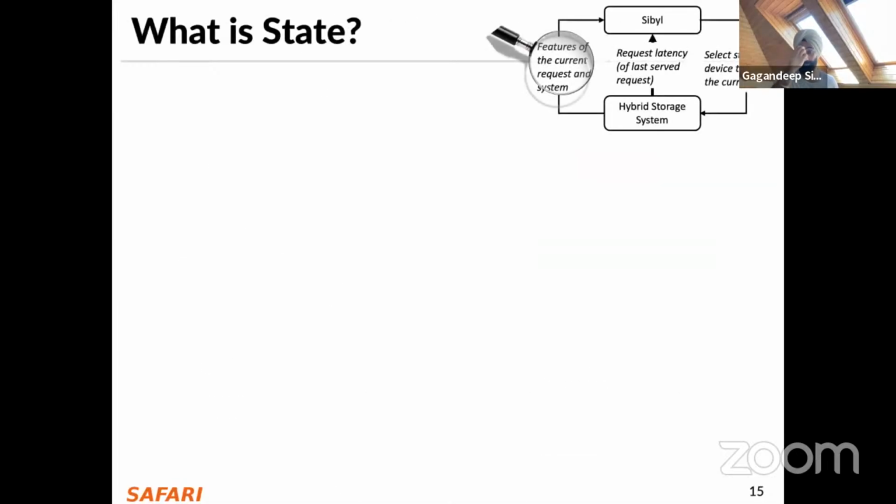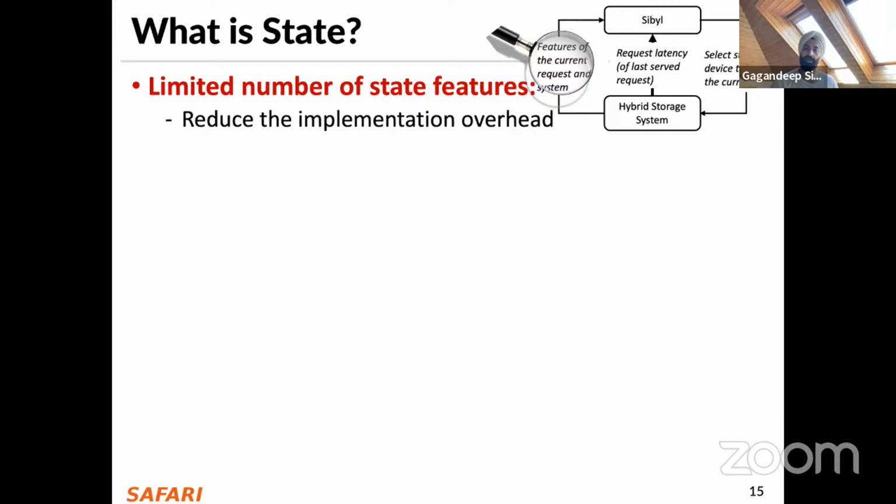So let's look at the state first. For the state, we use a limited number of state features after performing a proper feature selection, because it helps us to reduce the implementation overhead. We also observe that the RL agent's performance is more sensitive to the reward than the state features. So adding more features does not really help in the state.